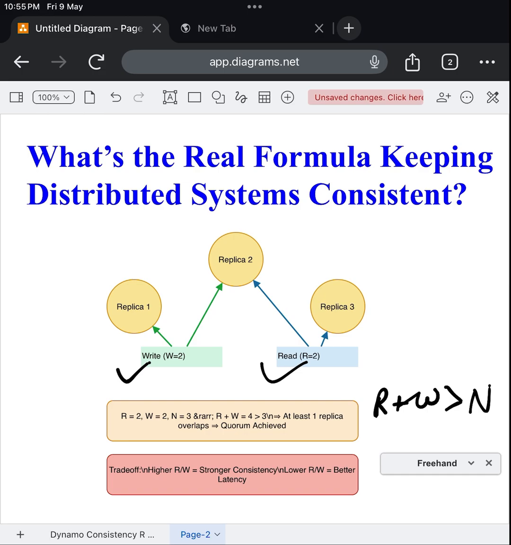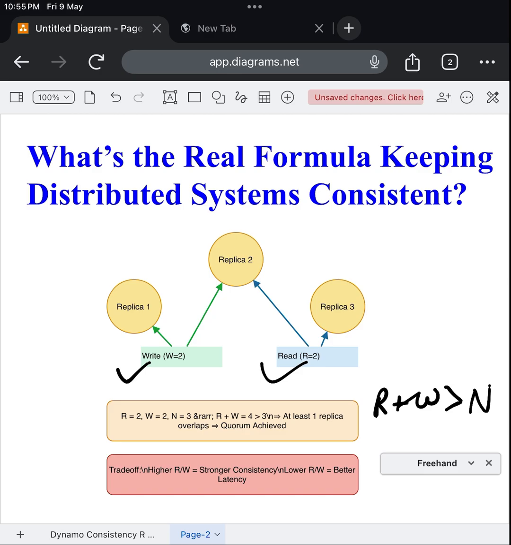Now, if you want true linearizable consistency, consistent hashing alone isn't enough. You'll need a leader-based protocol like Paxos or Raft, or route all operations through a single replica. But in most real-world scenarios, R + W gets you a sweet spot: consistency without sacrificing performance.